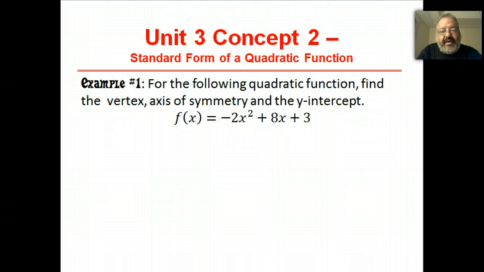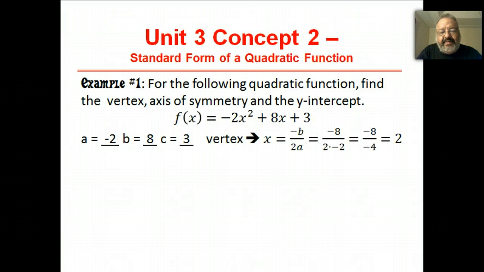Here's example number 1. For the following quadratic function, find the axis of symmetry, the y-intercept, and the vertex. The function is f of x equals negative 2x squared plus 8x plus 3. The first thing you need to find is a, b, and c. So a is negative 2, b is 8, and c is 3.